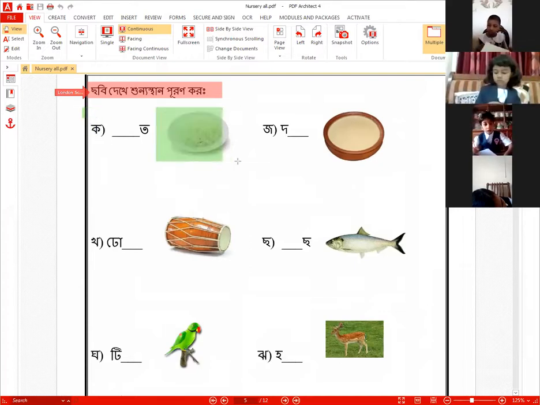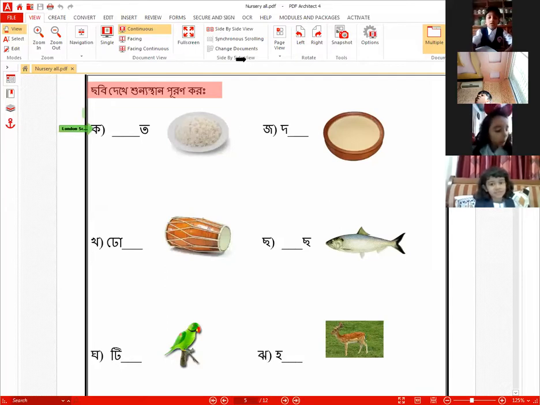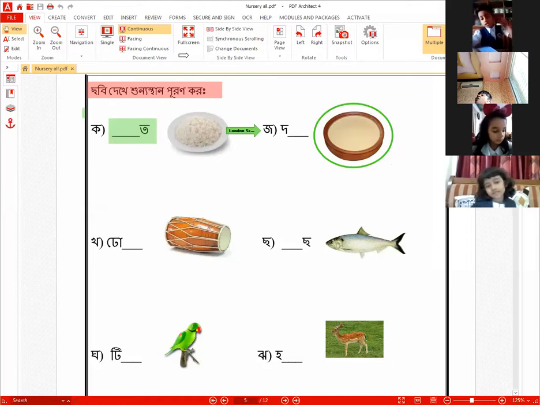Look at in here. What is this? Who can say? What is this? Now we are writing here. Do you understand? Yes, I understand. Good. What is this? Boy. Good. And?